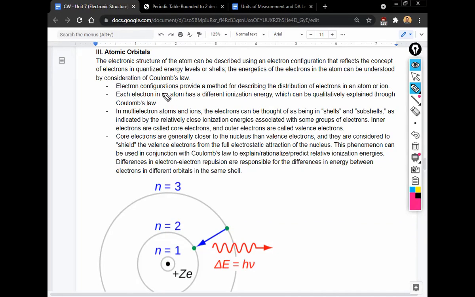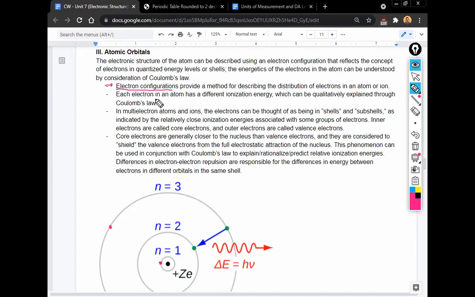Okay, so one thing that we're going to learn about is electron configurations. Electron configurations are basically a method for us to describe how the electrons are distributed or where they are in an atom or ion. So remember how we said last time they could be in the first shell, or they can be in the third shell. They cannot exist in between because energy is quantized, right? It has to be at a specific level. Now, electron configurations allow us to describe where the electrons are.